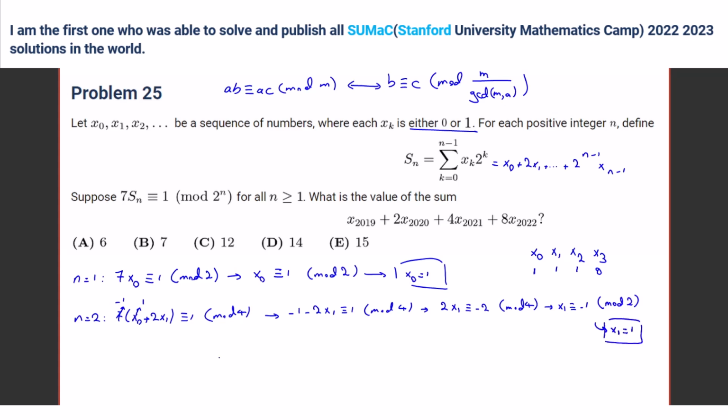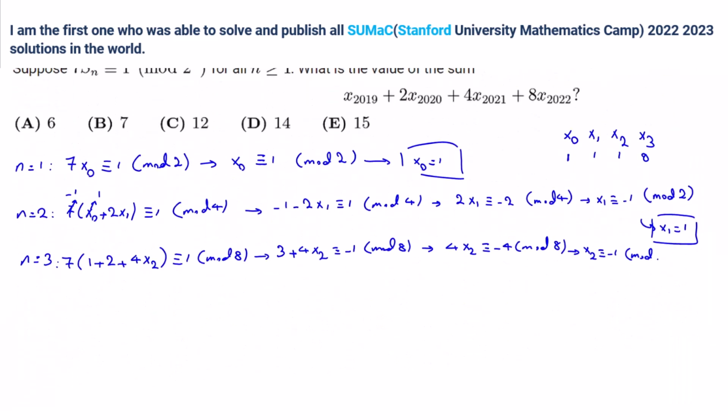Yeah. Now if you consider n3, 7x0 plus 2x1 plus 4x2 is congruent to 1 mod 8, right? So 7 is negative 1, and we can multiply both sides by negative 1. So 3 plus 4x2 is negative 1, right? Yeah. So we can say 4x2 is congruent to negative 4 mod 8. So we can divide again both sides by 4. So x2 is negative 1 mod what? 2. Exactly. So we can conclude x2 is 1, right?